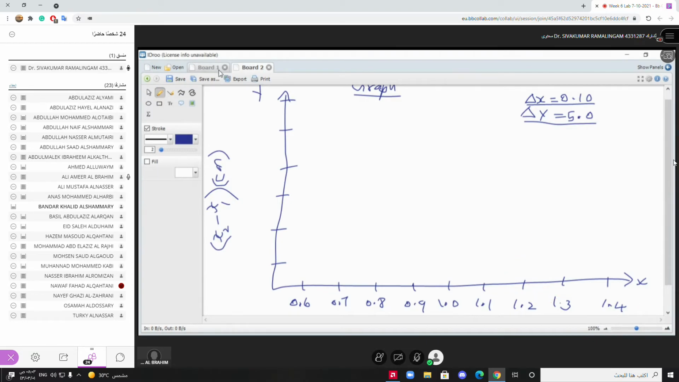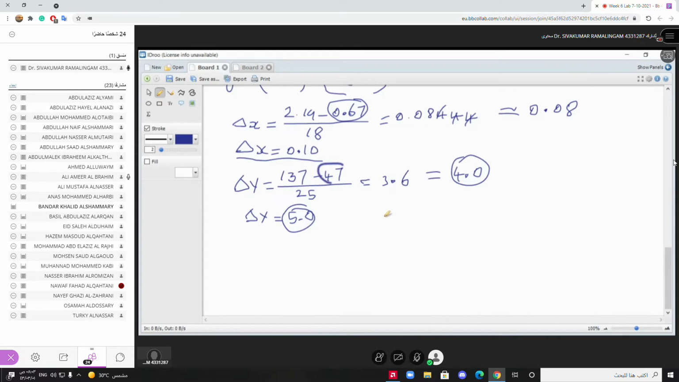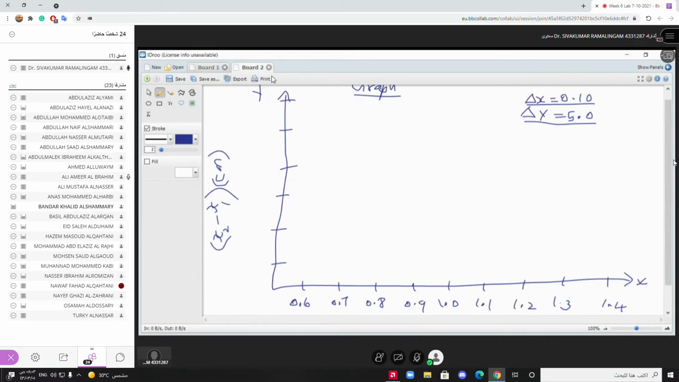Yes. Now go to the y-axis. What is the minimum value here? 47. Let us take 47 as it is. Add this with the increment. Increment is 5. 47 plus 5, 52. 52 plus 5, 57. 62, 67, 72, and so on. If I look at the schedule, you have 47, you have 57, 67. It is easy for you to plot the point.